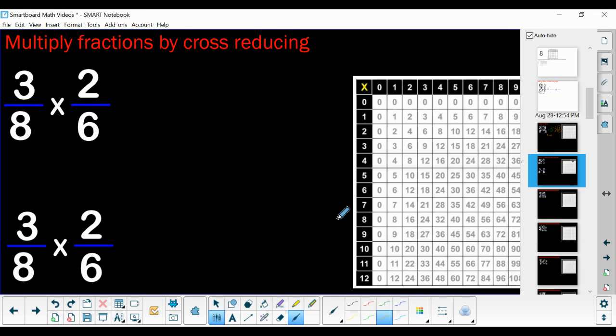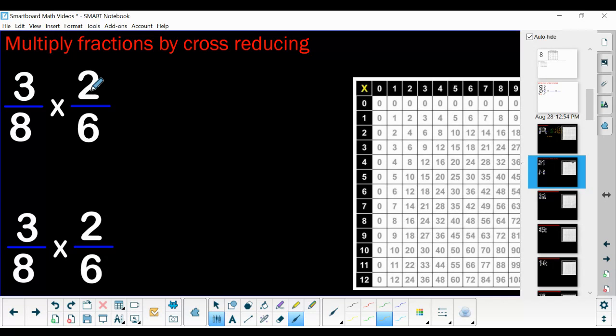Here's another example of multiplying. And for this question, we're going to try two different approaches. One without cross-reducing, which I'll show you at the top, and one with cross-reducing, which we'll go over here at the bottom.